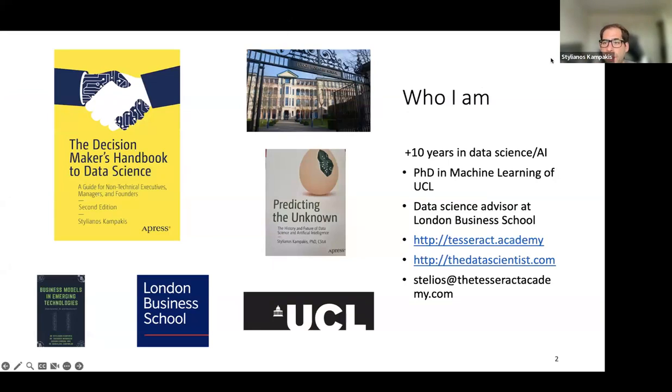So a few words about who I am. My primary background is in data science and AI. However, I was one of the very first people to take tokenomics seriously in 2017. And essentially what I did was I took some of the tools and methods I knew from the space of data science and machine learning and stochastic modeling and applied them to token economies. I'm a data science advisor at London Business School. I did my PhD in machine learning at UCL. And I've also written 3 books on AI and data science. If you want a copy, just feel free to shoot me over an email. I'm more than happy to share them with you. I'm the CEO of the Tesseract Academy, and this is my personal blog, thedatascientist.com.